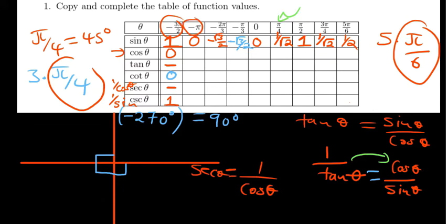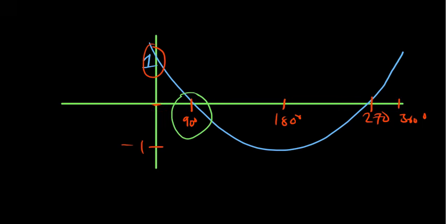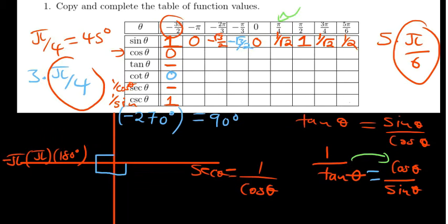We have negative pi. Negative pi is equivalent to positive pi, which is equivalent to 180 degrees, if you want to think in degrees. So what is cosine 180? If you've forgotten, get the graph. Cosine 180 is there, negative 1. What is tan theta? So that would be sine over cosine. So 0 divided by negative 1, it's a 0.